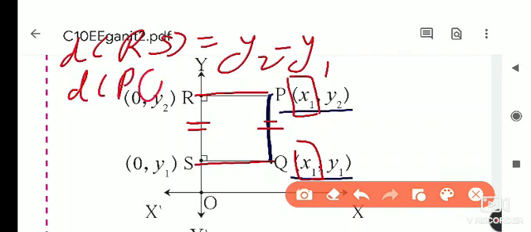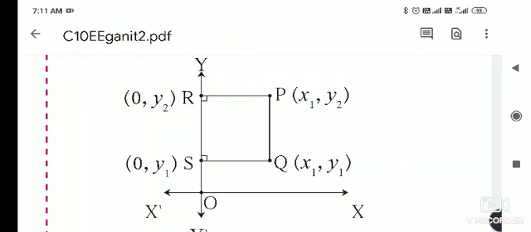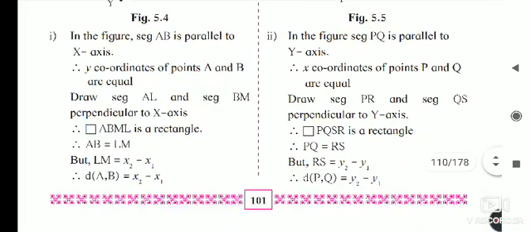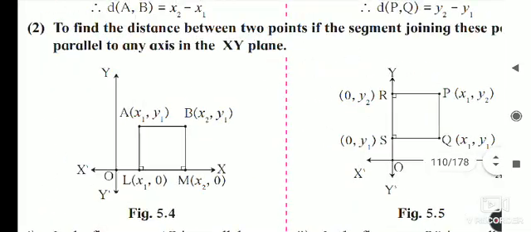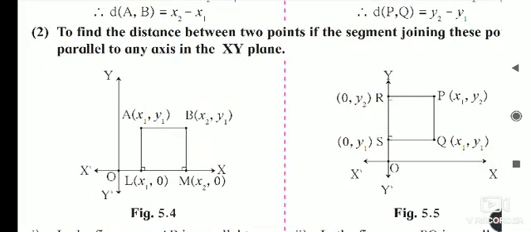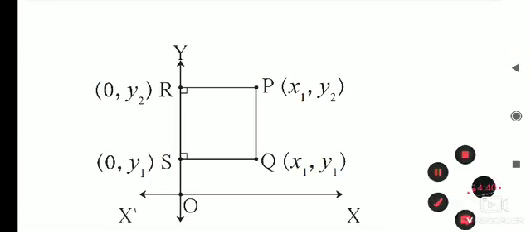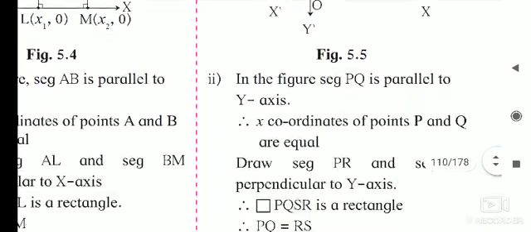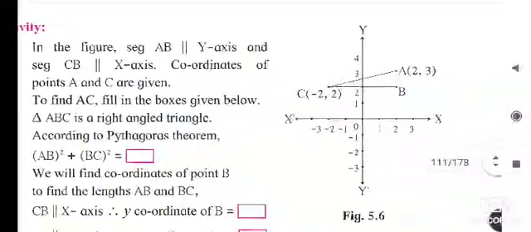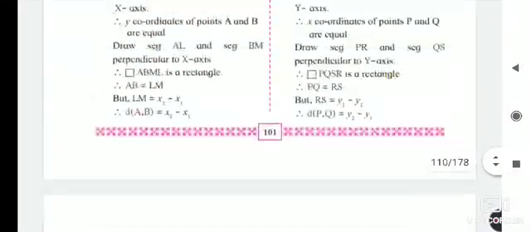So the distance between PQ is also y2 minus y1. Okay, understand? In this way we have to find the distance when the line is parallel to the x-axis. The distance between the points is equal to x2 minus x1, and when the line is parallel to the y-axis, the distance between the points is equal to y2 minus y1, bigger number minus smaller number. Okay, understood all of you?